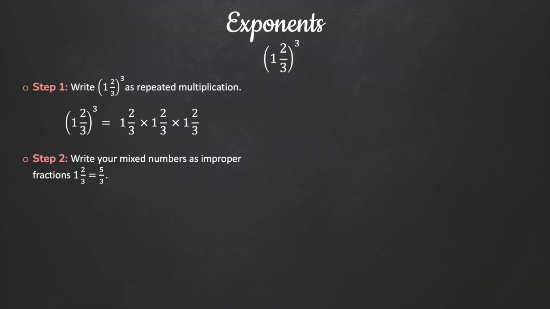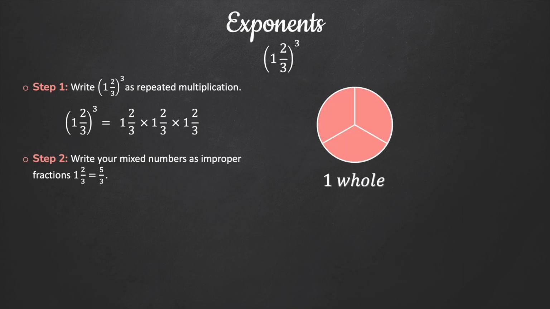Then we're going to write our mixed numbers as improper fractions. And 1 2/3 is equal to 5/3. Let me show you how. So here we have one whole, and we split it up into 3 parts because the number we're talking about is 1 2/3. So we're going to focus on thirds. And if we have one whole and we're talking about thirds, that means that we're going to have 3 out of 3 pieces shaded in.